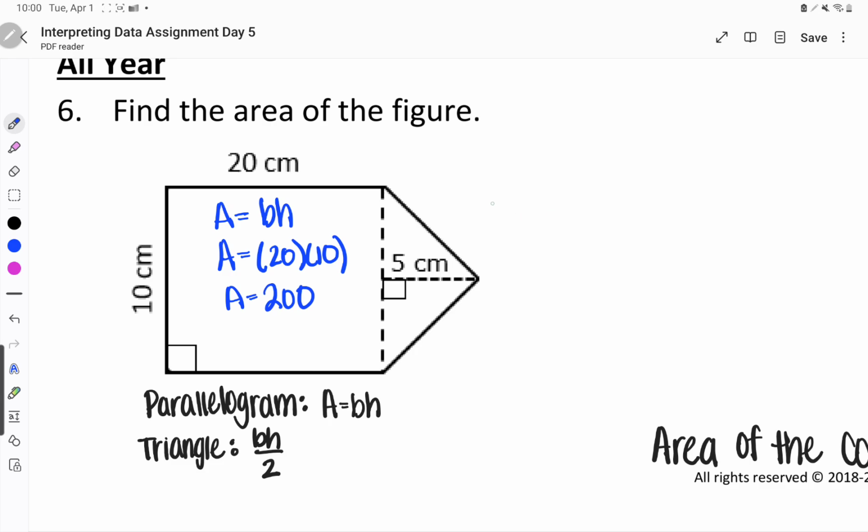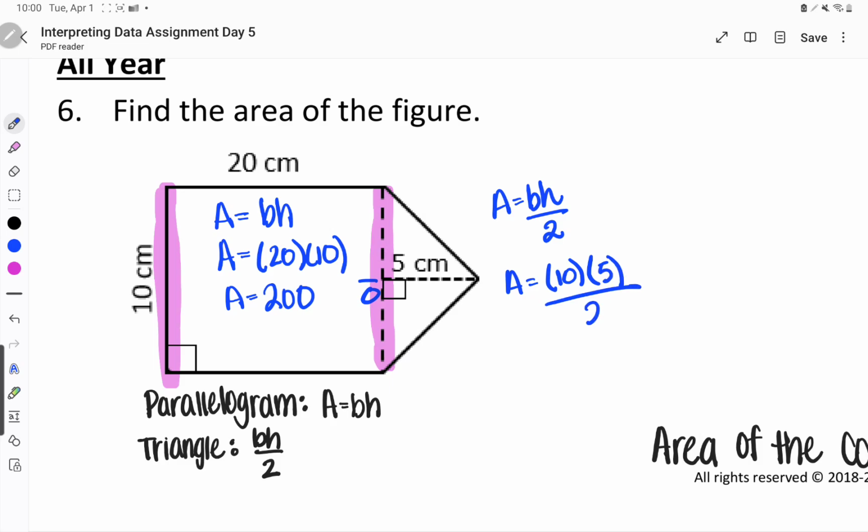Then I have the area of my triangle. So remember, area of a triangle is area equals base times height divided by 2. Well, what's the base of my triangle? What is this value that's right here? It doesn't tell me what that value is right there, but I do know that that value right there is equal to this value over here. So what is the base? My base is going to be 10. And then what's my height? 5. All divided by 2.